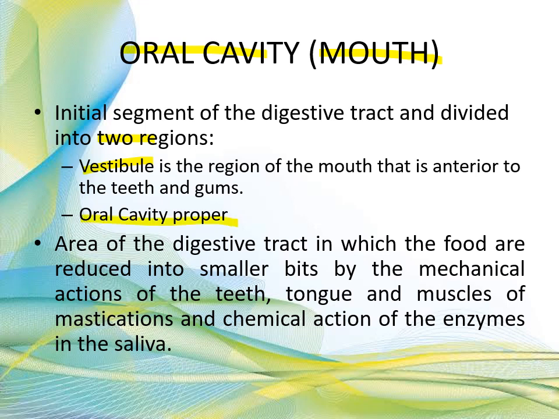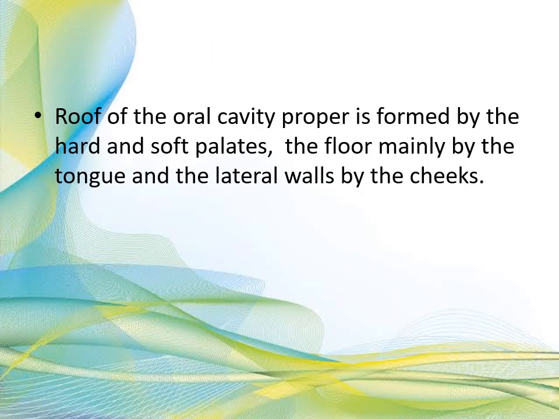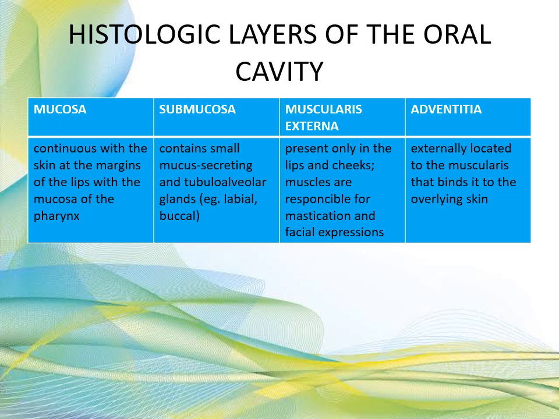proper. So dito sa area na to, nare-reduce yung sizes ng mga food na kinakain natin gamit ang teeth, tongue, and muscles of mastication at mga chemical actions of enzymes na nasa saliva. So the roof of the oral cavity proper, this consists of soft and hard palate. So ito yon, anong histologic layer.